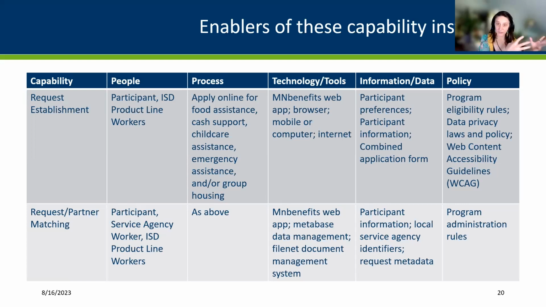The process that we're looking at for this specific instance is the process of applying online for food assistance, cash support, childcare assistance, emergency assistance, and/or group housing. If somebody was applying in person or by mail, this enabler map would look different. So all of these enablers are kind of interdependent on each other to define a specific instance.